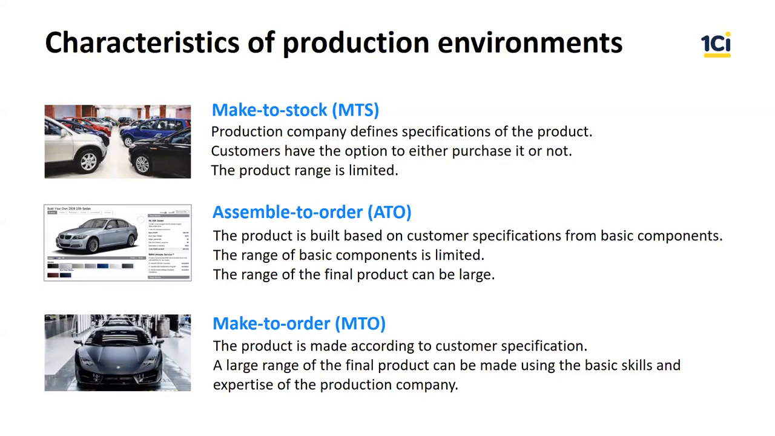And somewhere in between is assemble to order, where the production company offers a range of components and customers build their own product based on this component range. Again, those types of environment are different from one point of view, and similar in that we still have products and their specifications. And here, customer relationship also comes into play, and we need to manage that.